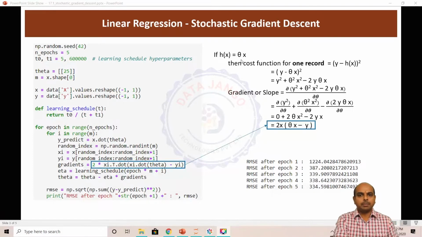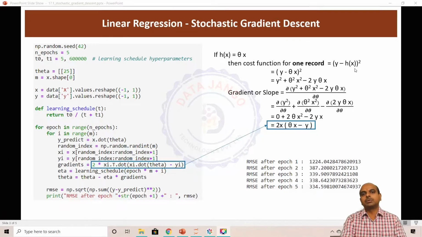Suppose your hypothesis function is theta x, only one variable, no intercept, then the cost function for one record becomes y minus h of x whole square or h of x minus y whole square. The actual value minus the predicted value whole square. It's a squared loss because we wanted a convex function so that we can find a place where the tangent is 0, right? When the tangent is 0, that means that's the global minimal error and the theta is the best theta on x-axis, right?